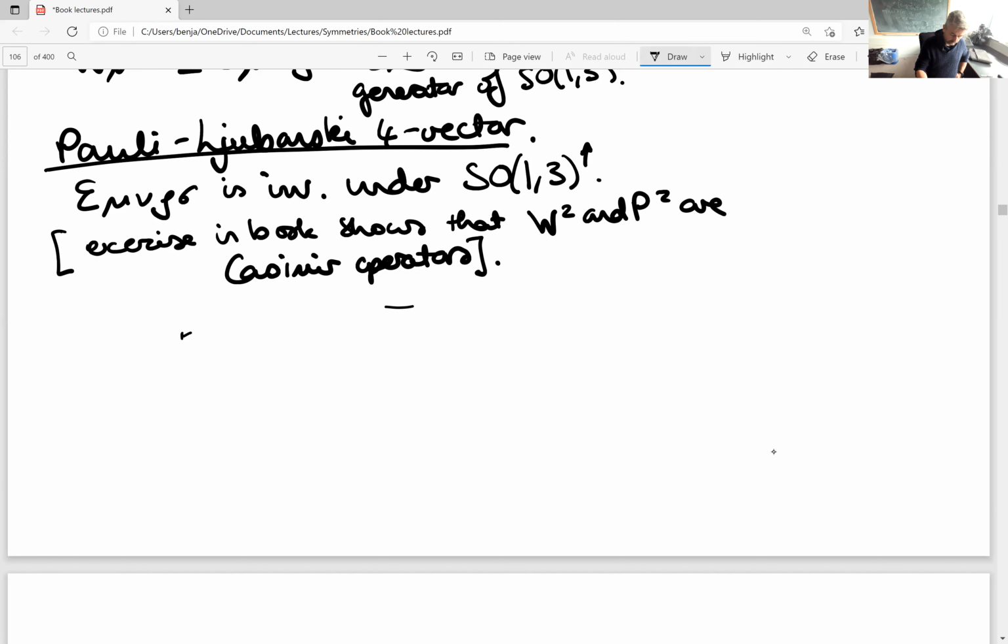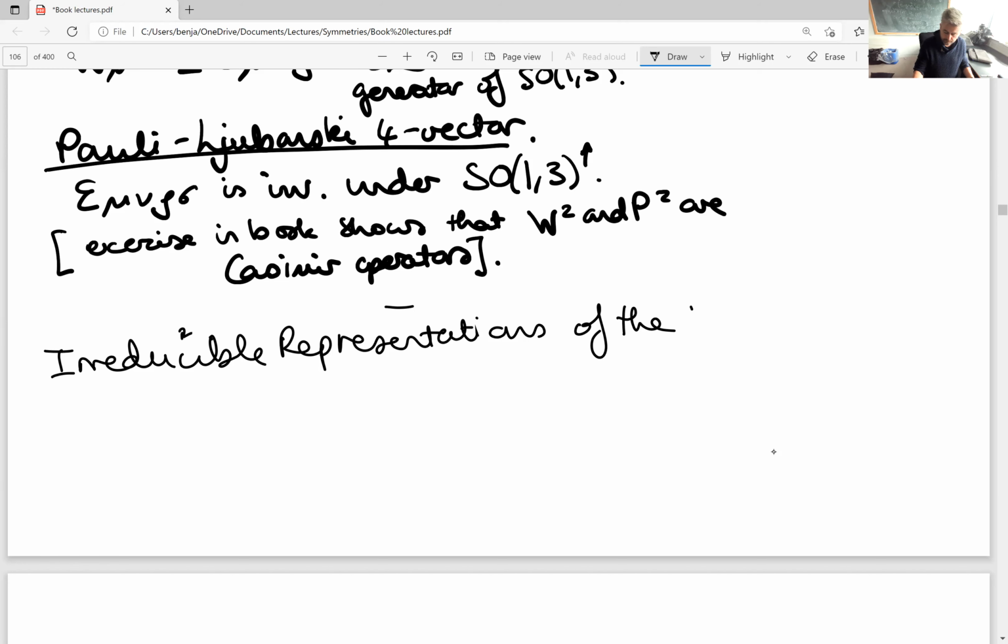Okay, so irreducible representations of the Poincare group.